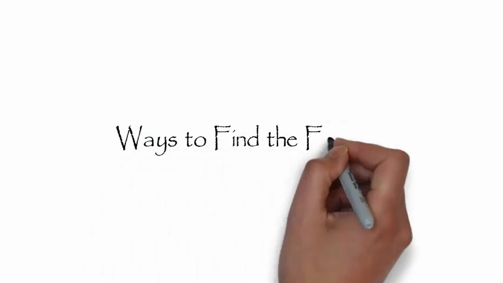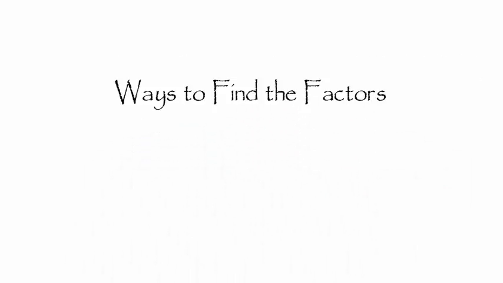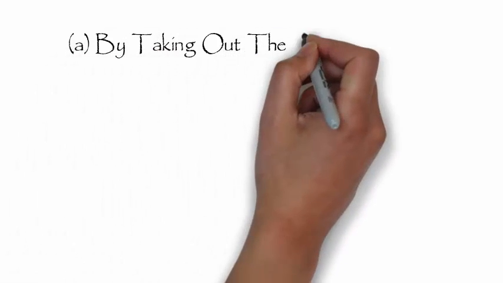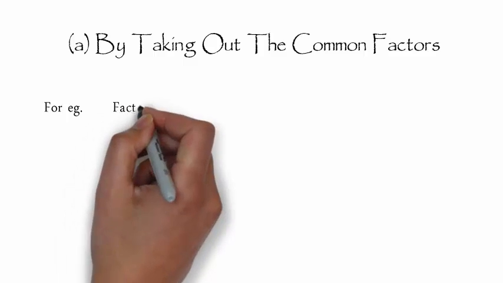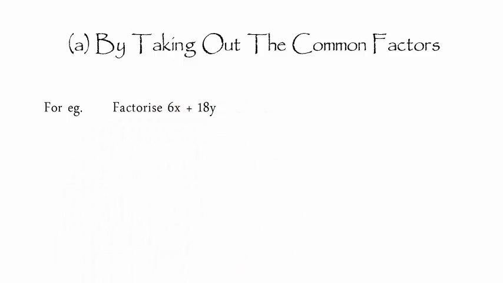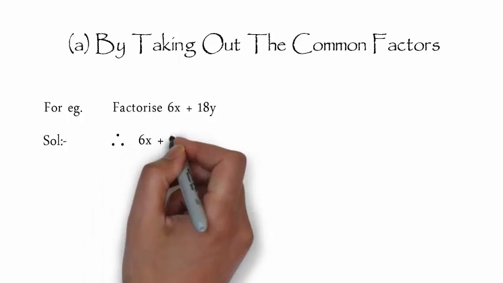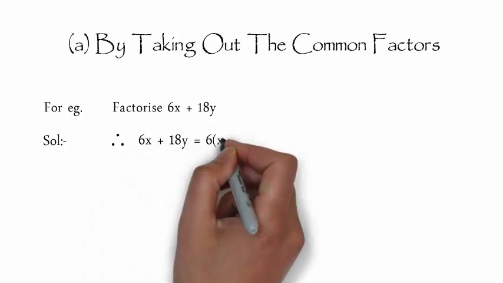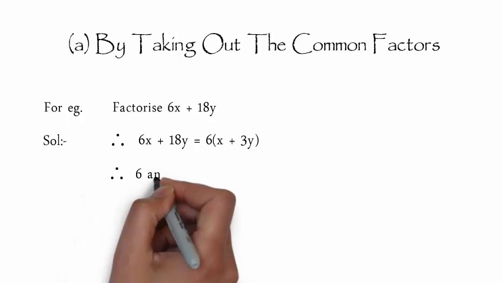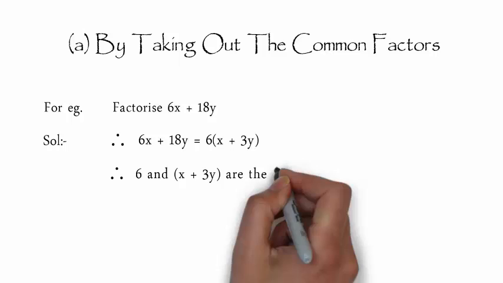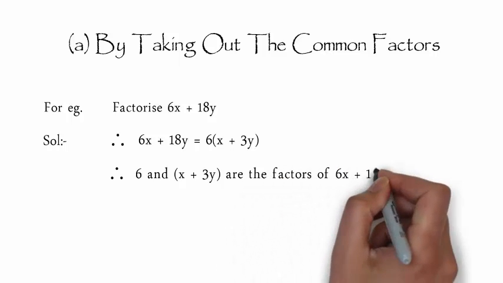To find the factors, there are a few ways. A. By taking out the common factors. For example, factorize 6x + 18y. Solution. Here, 6 is the common factor for both the terms. Therefore, 6x + 18y = 6(x + 3y). Therefore, 6 and x + 3y are the factors of 6x + 18y.